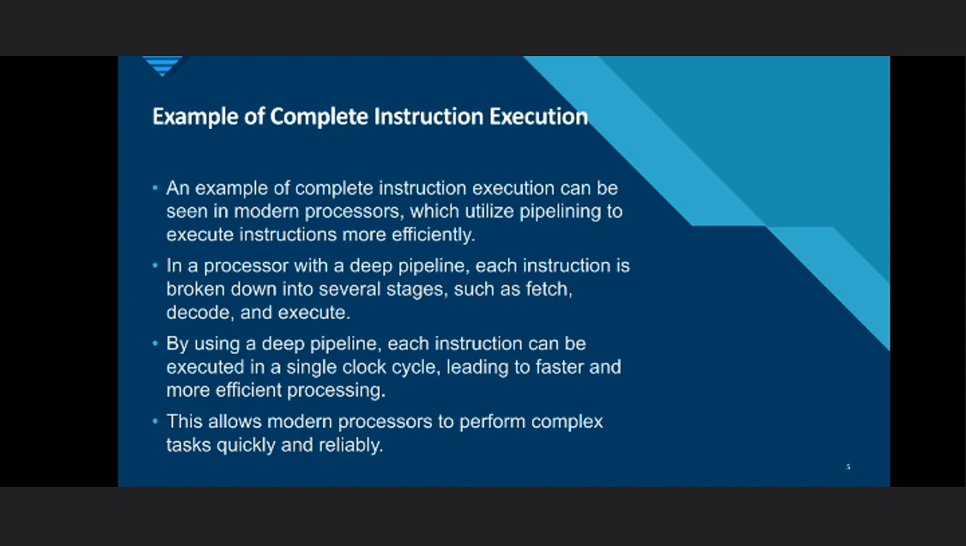The third step is execute. The CPU performs the addition operation by accessing the contents of registers R2 and R3, adding them together and storing the result in register R1. In write back, the CPU writes the result of the operation back to the register file, updating the value of register R1 with the result of the addition. This completes the execution of the addition.